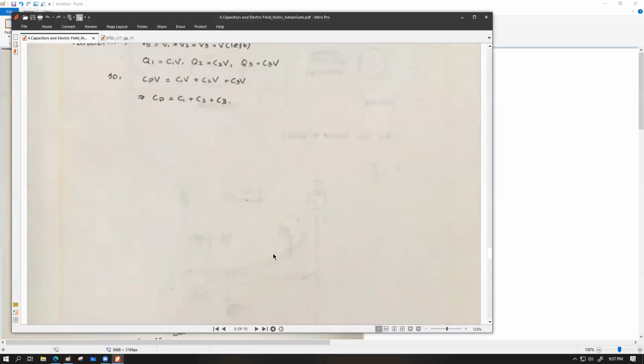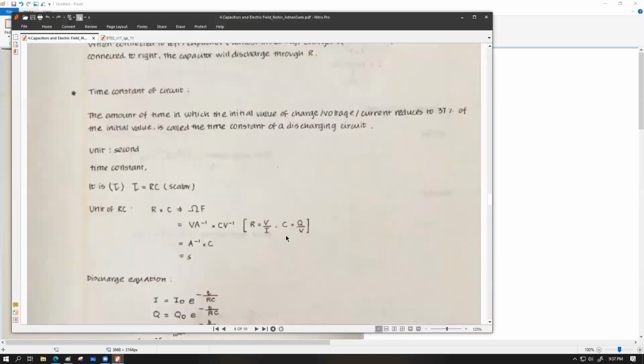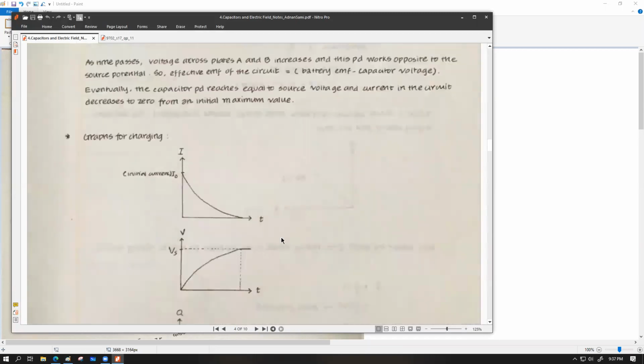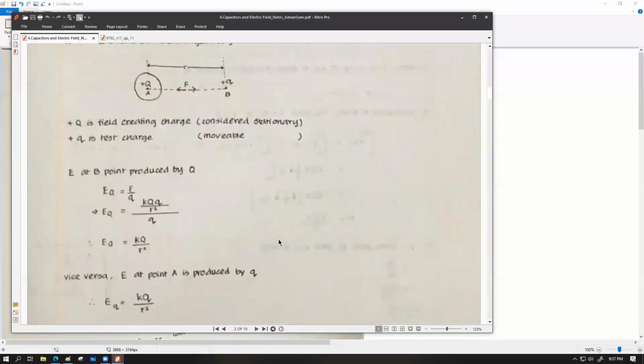Look at the formula for electric field strength. The formula for electric field strength is KQ by R square, which means K is a constant in a vacuum, and Q is your field creating charge, which is also considered a constant. So the further you go, your R becomes bigger, so your electric field strength becomes smaller. Y equals 1 by x square.